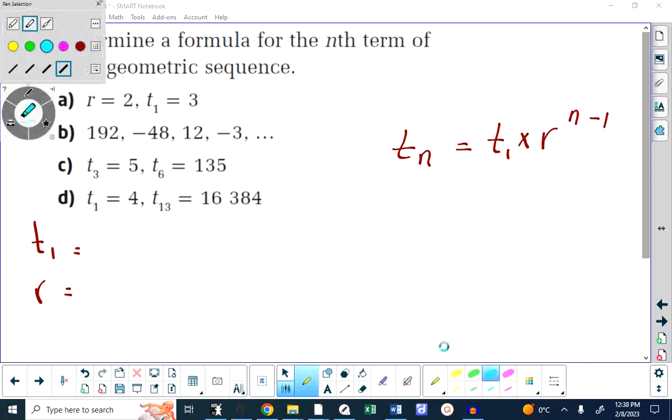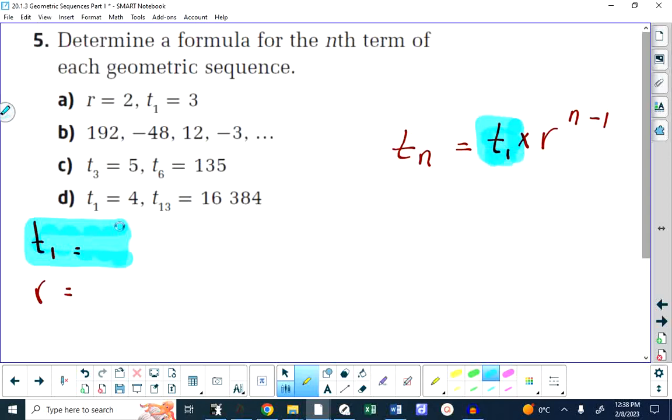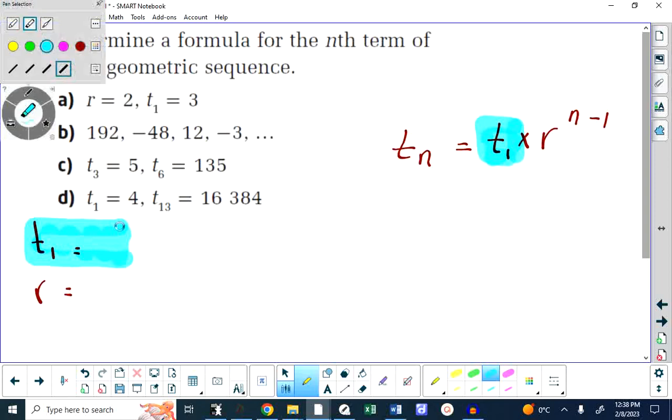All right. Whatever we get for T1, whatever we get for T1, we're simply going to put here. Whatever we decide R is, we're simply going to put here. And that's it. And then we will be done.